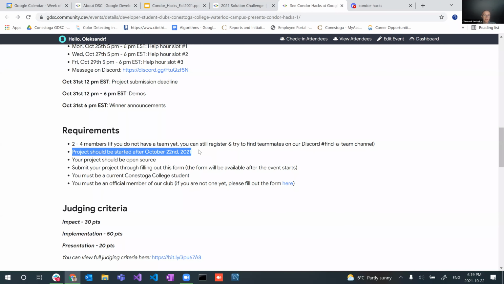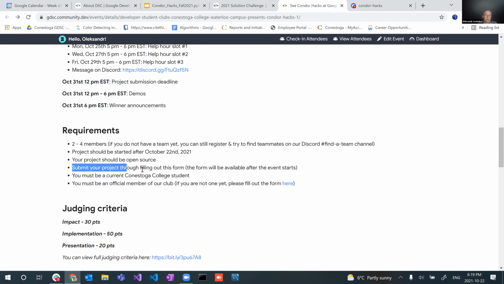Then, projects should be started after October 22nd, so starting today, essentially. You have the whole week to work on a project. Then we want your project to be open source. You just make a repository on GitHub, and then you share the link with us. We want to see your code, the quality of your code, the quality of your work. That's the reason why we require your project to be open source, which means you will need to have a public repository of your project.